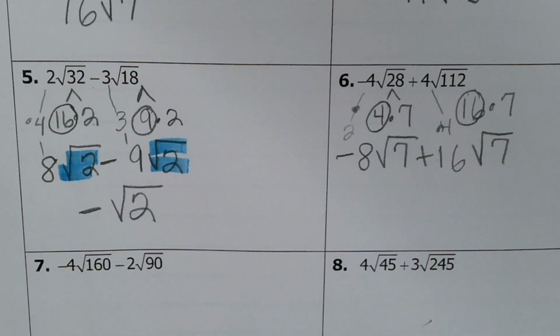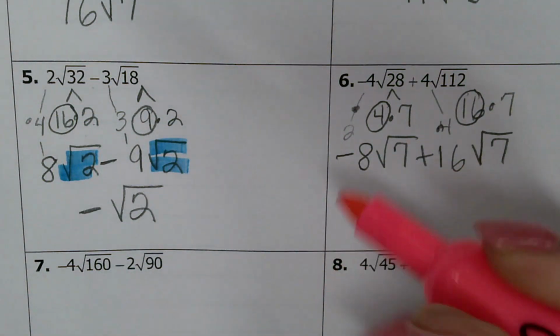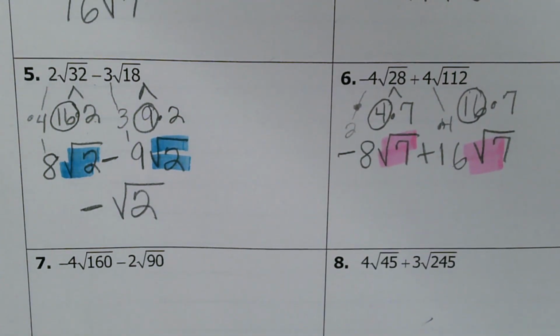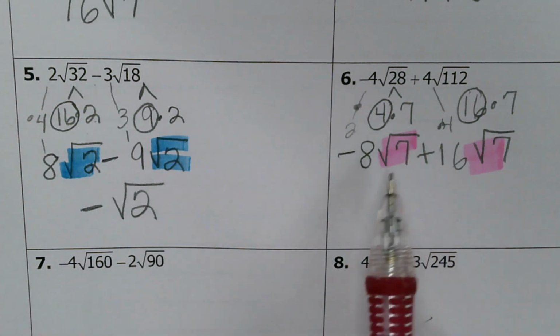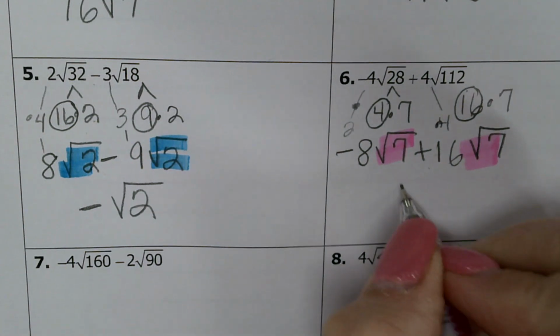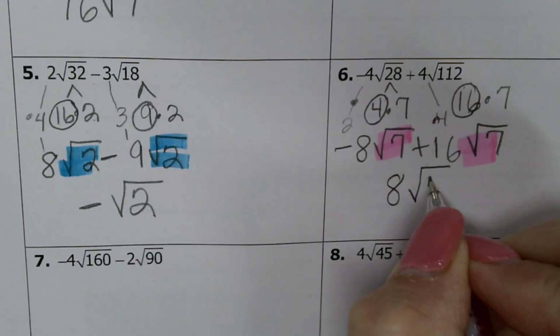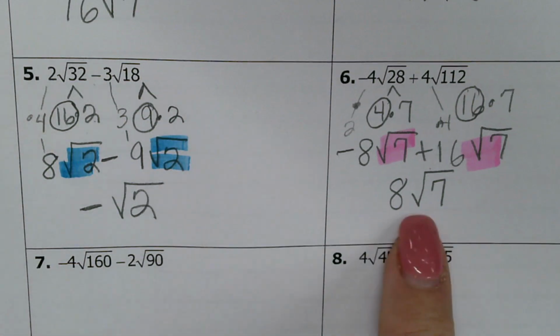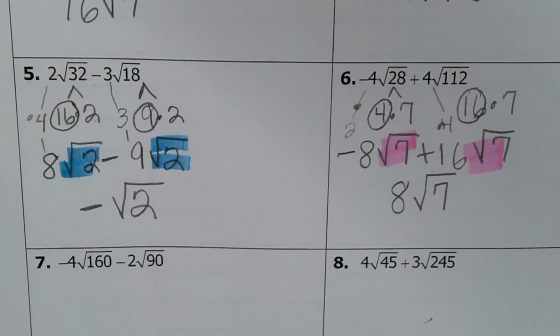Do I have like terms? Yay! Like term, like term. Okay, subtract -8 plus 16. What do we get? 8. Common radical. 8 square root of 7. Don't forget, you can check your answers by typing the problem in and our final answer, making sure they match. Does anybody have a question?